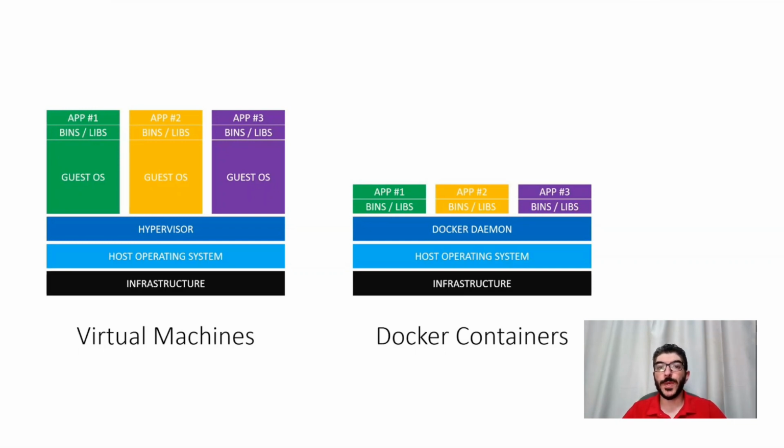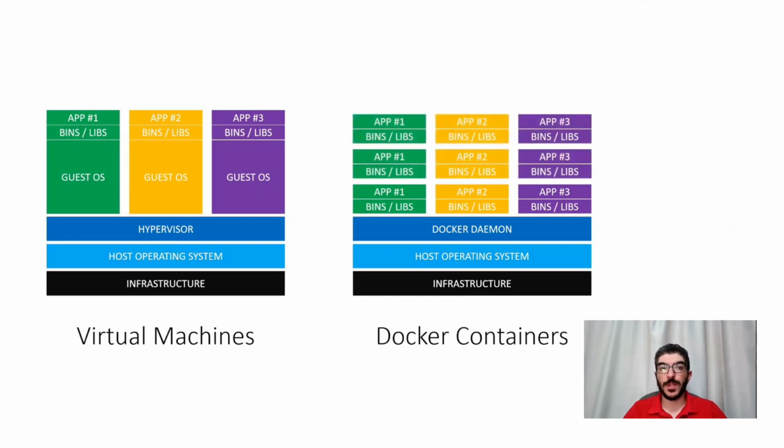In this case, we save a lot of storage, a lot of memory, and lots of CPU cycles, because we don't need to run all of that. We only need to run our application and its direct dependencies. This saves lots of space, allowing us to run more containers on the same server, on the same hardware. And this is the main benefit of using containers.